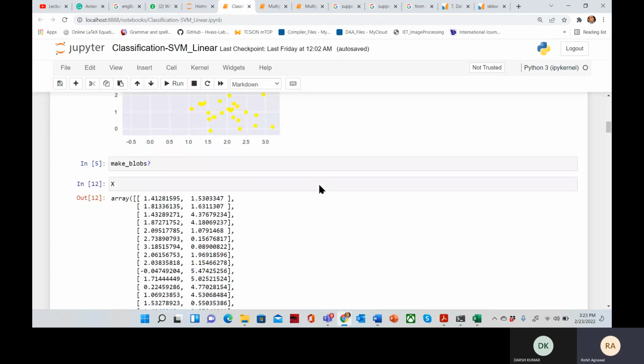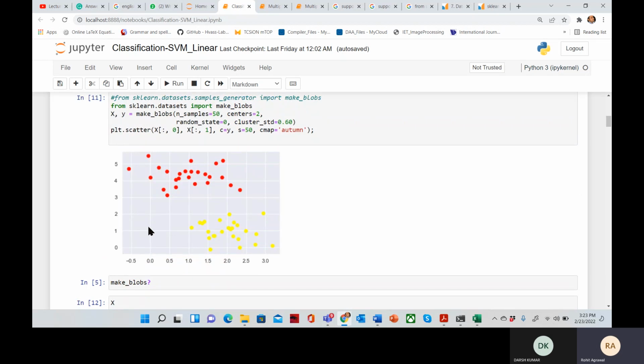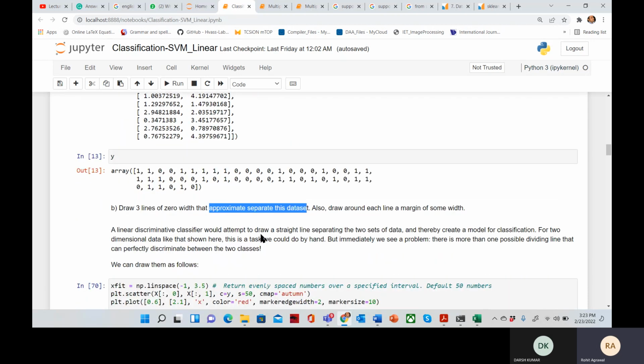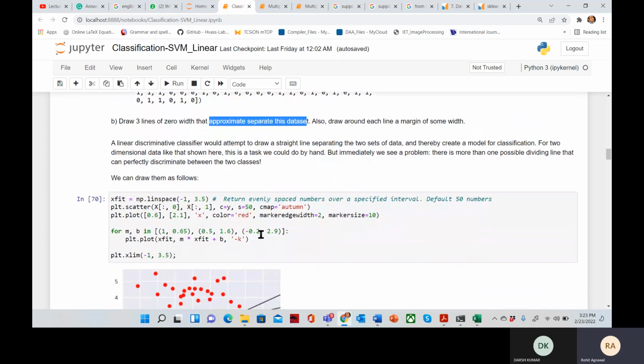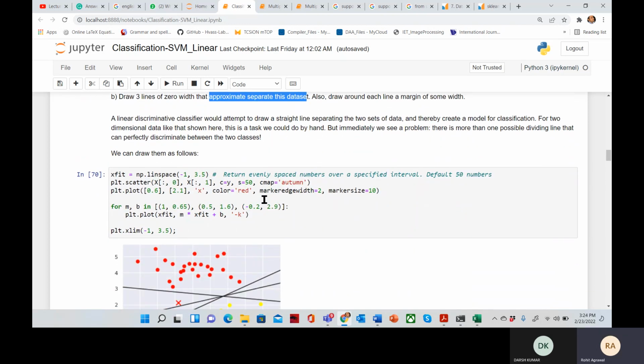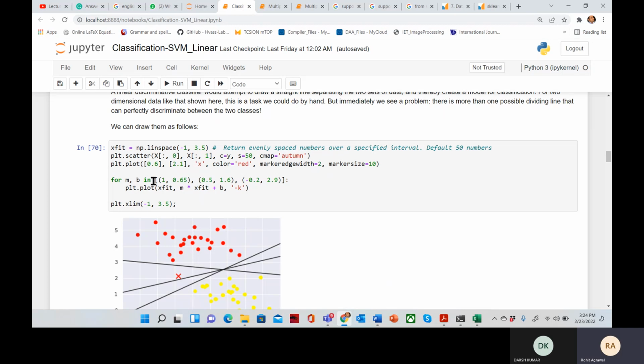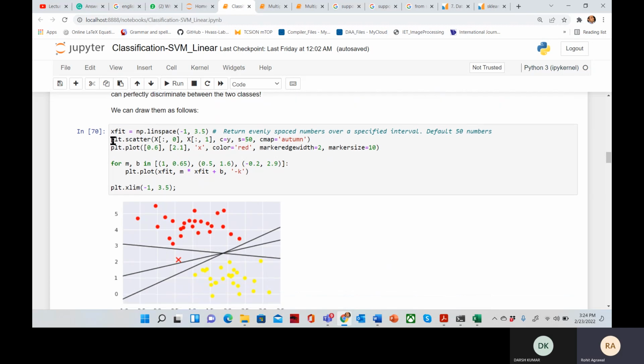So our goal is something like one line must be in between. One line here, and one line here. Let's see what happens. So we are just drawing 3 lines approximately. See, linear discriminant analysis, we can draw them. So see, this we are just visualizing our data.